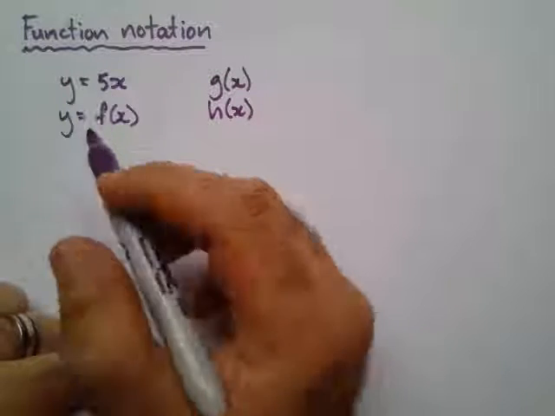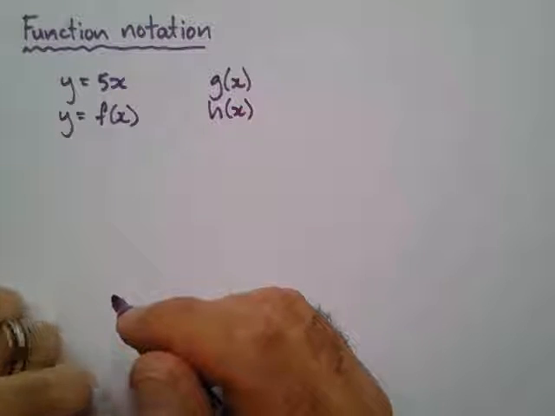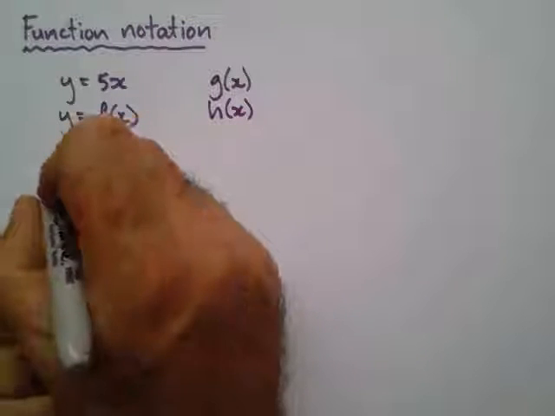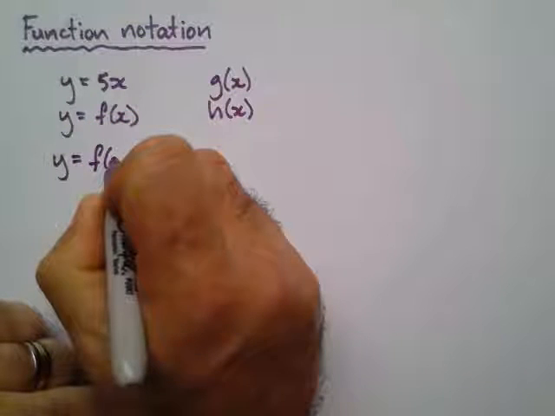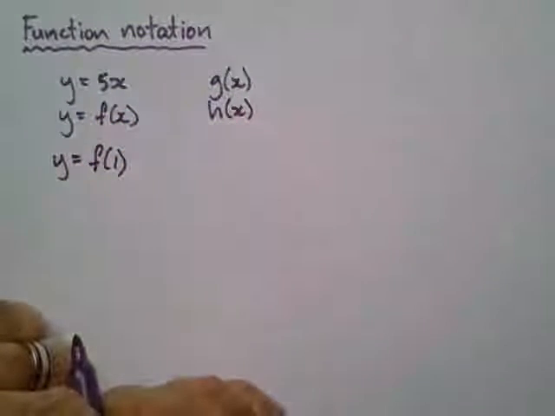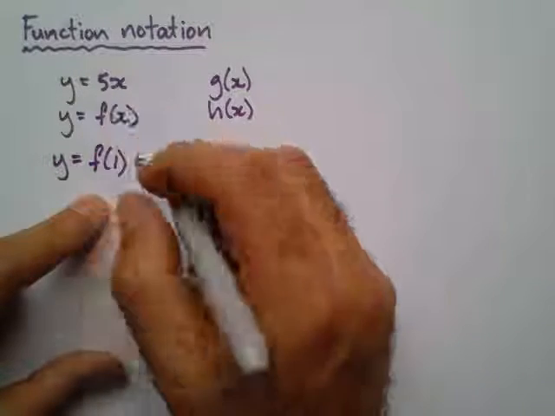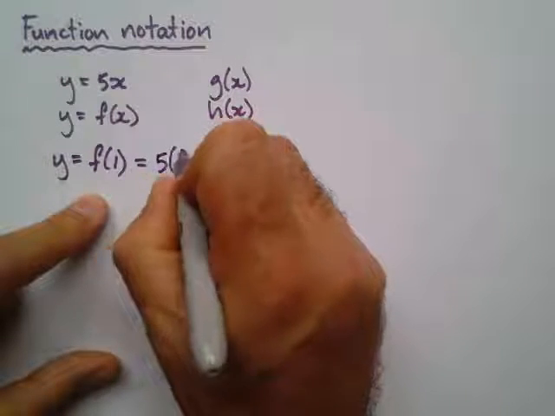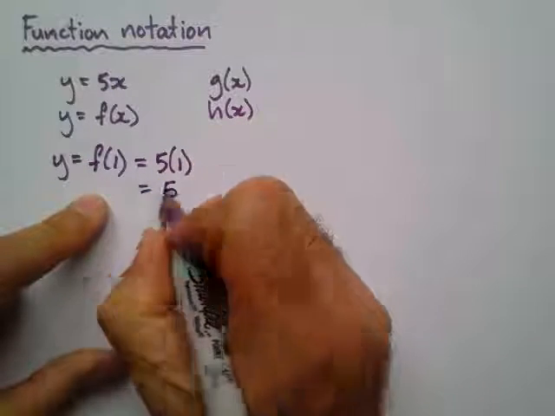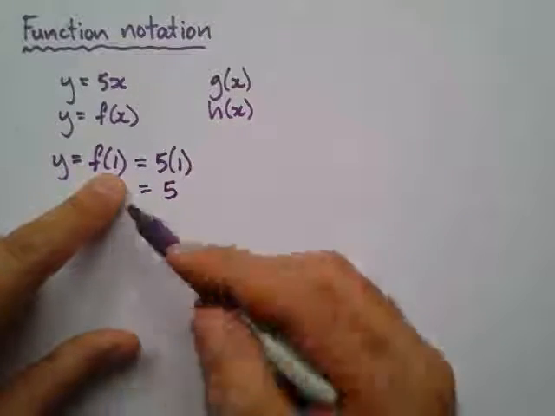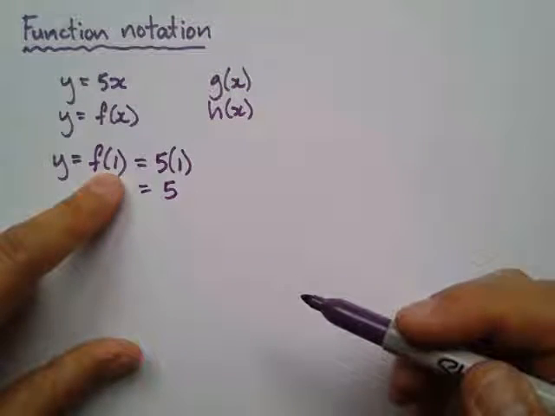So if our rule is y equals 5x, I can then also evaluate this function, which means I can say, what is y if x is 1? And all I have to do is replace, wherever I have an x, with 1. I'm going to use brackets because sometimes this is a complex function, and 5 times 1 is 5. Which means if x is 1, y is 5.